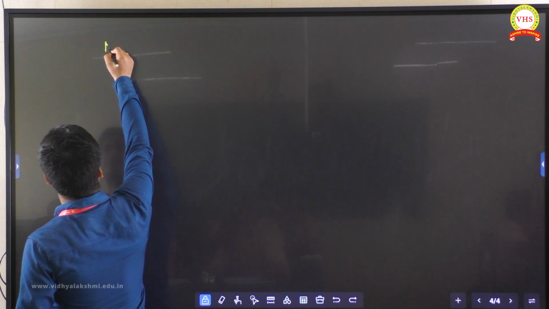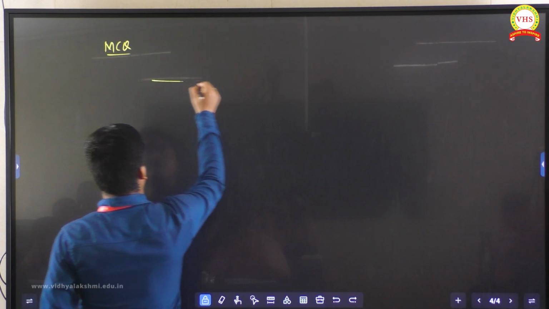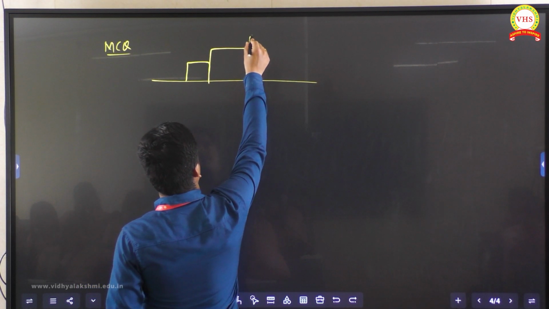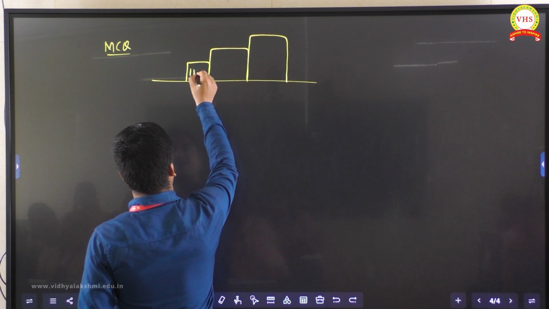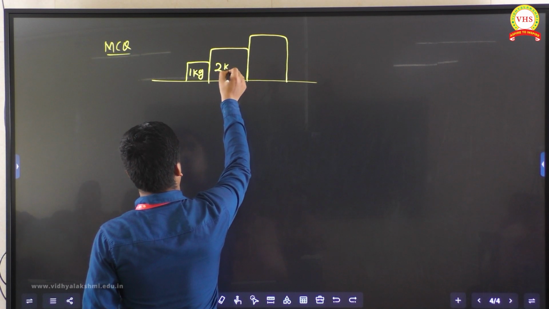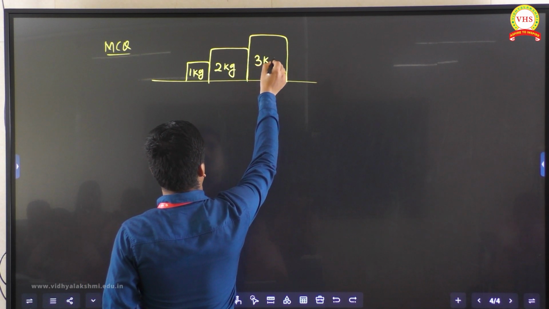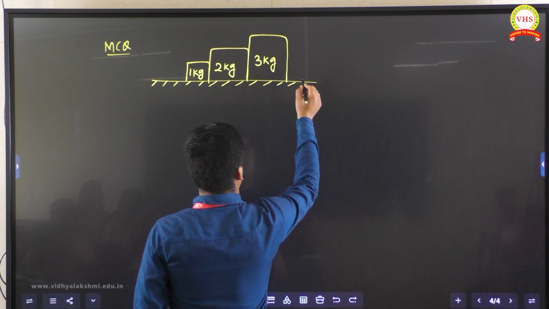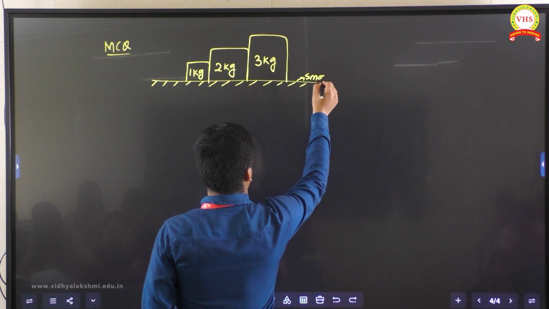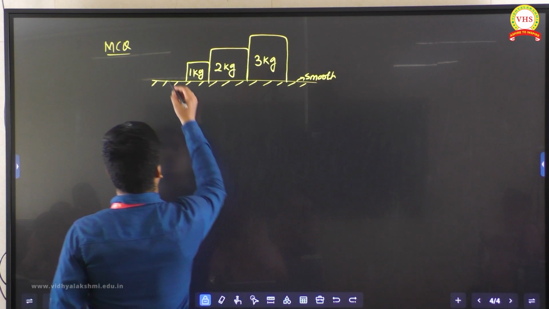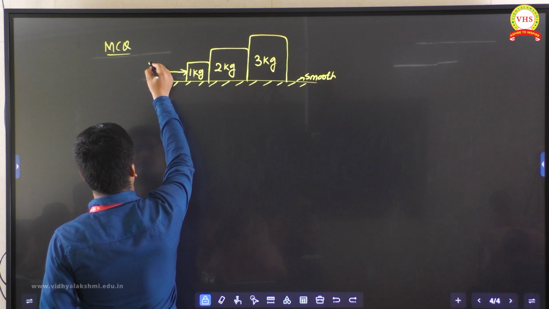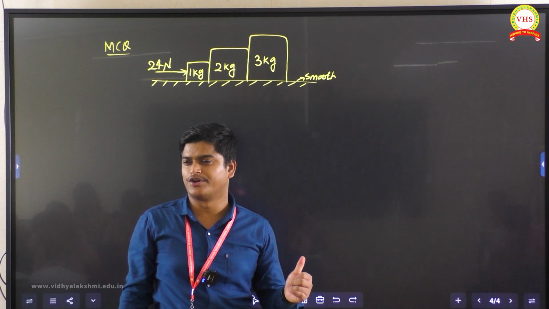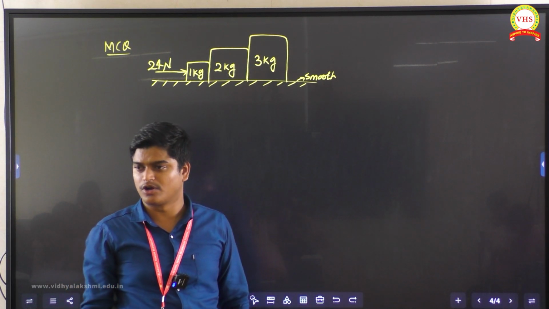All of you listen here. On MCQ right. Here I have 3 masses like this. One is 1 kg, second one is 2 kg, and last one is 3 kg. They are resting on the smooth surface. So the surface is basically smooth. Listen, one force is applied here. Force magnitude is 24 Newton. How much magnitude? 24 Newton. We applied to 1 kg block.